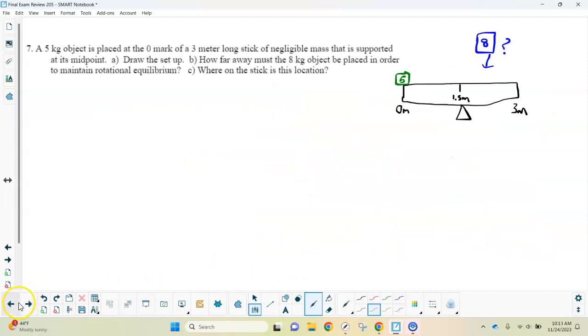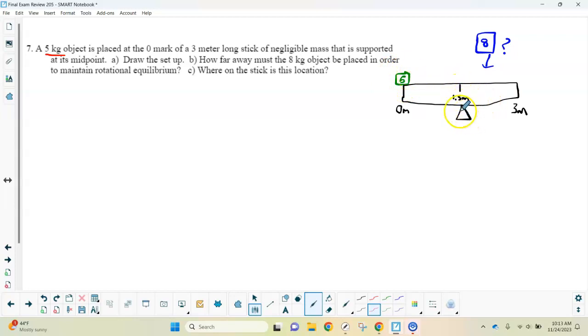All right. I'm going to maybe do one more question here with torque, and then I'll make a third video for the other one because I don't want them to get too long because they can take a little bit. So it says a 5 kilogram object is placed on the 0 mark of a 3 meter long stick of negligible mass. So we don't have to worry about the mass of the stick like you would in real life, like you did for your lab, but we have a 5 kilogram object placed here in this box.